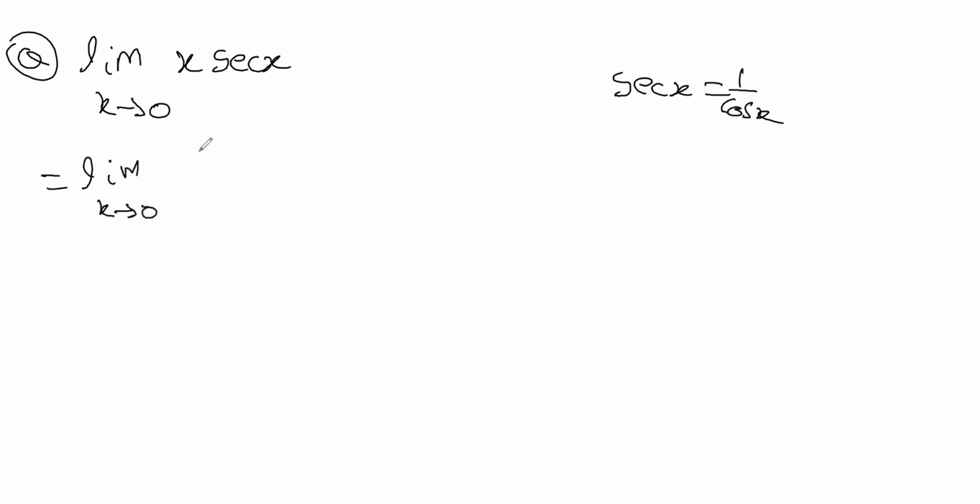So limit x tends to 0, x by cos x. Substitute it. When x is 0, it is 0. When cos x is 1, it is 0 by 1, that is 0 itself. If it is in the denominator, it should not get 0. But here it is 1. So it is not an indeterminate form, right? That's why the answer is 0 directly.